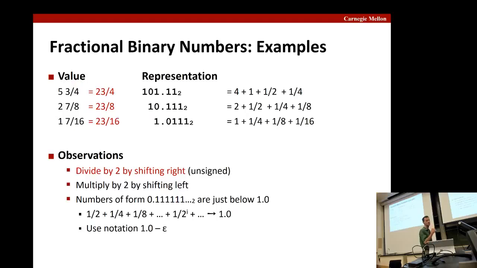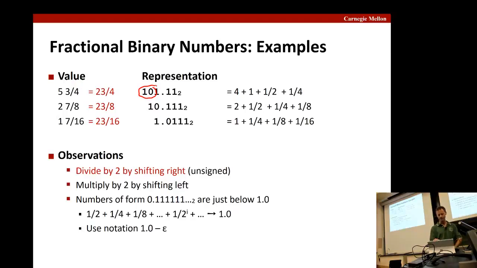All right, here are some more examples. If you look at the first one, you see that 5 3/4 can be represented as 101, which is 5, and then this is a half, and that's a quarter. So it's 5 plus a half plus a quarter, which is 5 3/4. Similarly, we can represent 2 7/8 and 1 7/16, and it works out as shown.